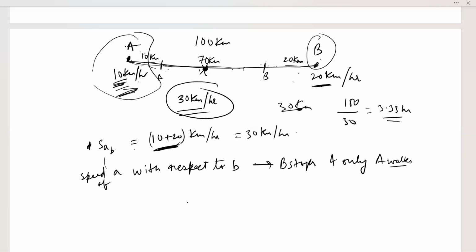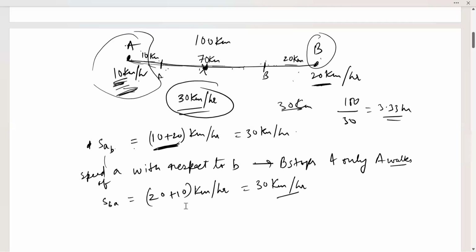Okay. So this is the... now the same thing can be done for B also. So I can write the speed of B with respect to A. This will also be 20 plus 10 kilometer per hour, which is 30 kilometer per hour.